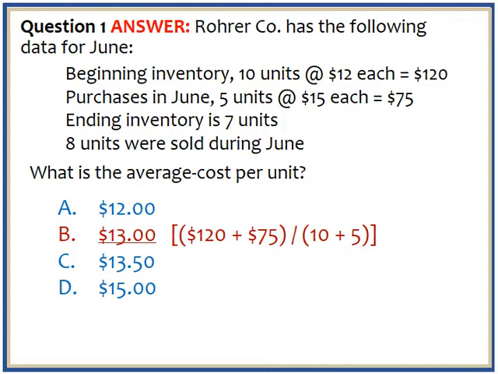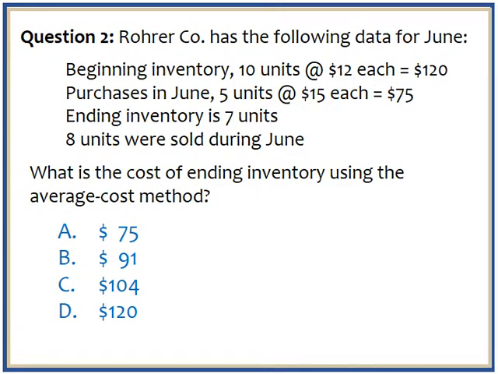The answer is $13. We get the answer of $13 per unit by first calculating the total cost of goods available for sale. We take the beginning inventory of $120 and add the purchases of $75 to get total cost of goods available for sale of $195. We divide the $195 by the total units that were available, which were 15. The 15 comes from adding the beginning inventory units of 10 plus the purchase units of 5.